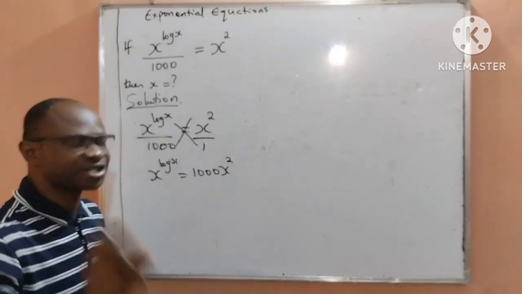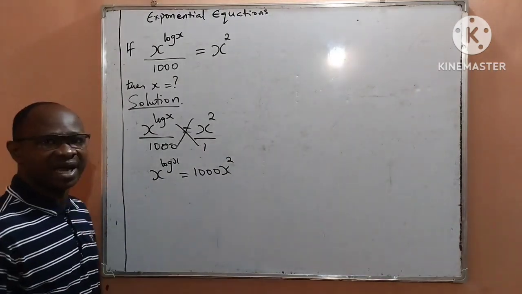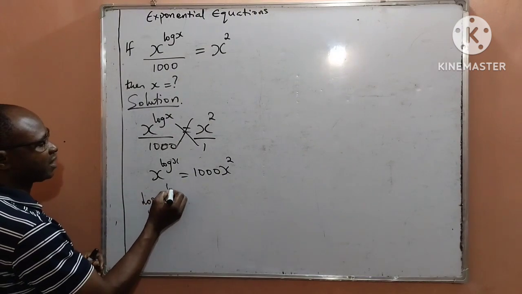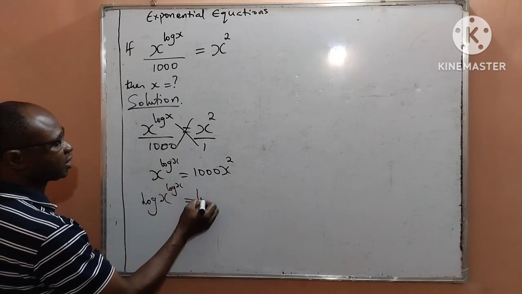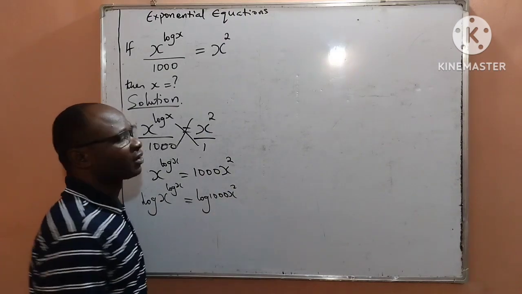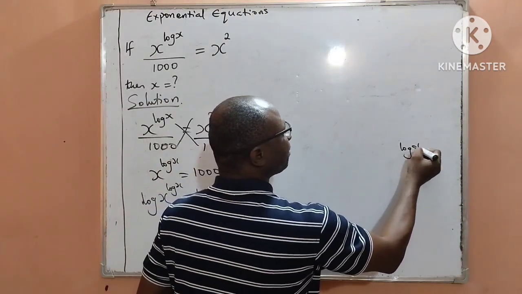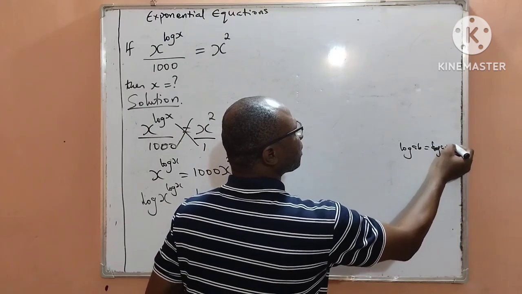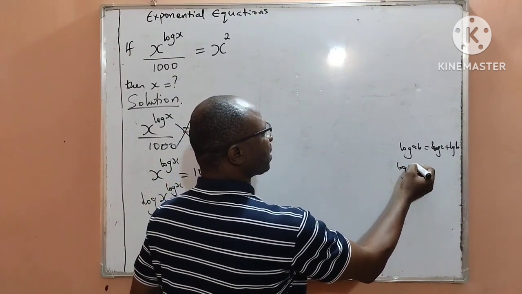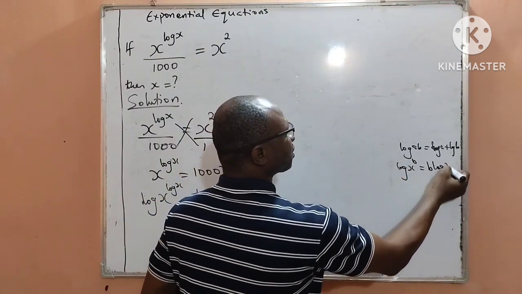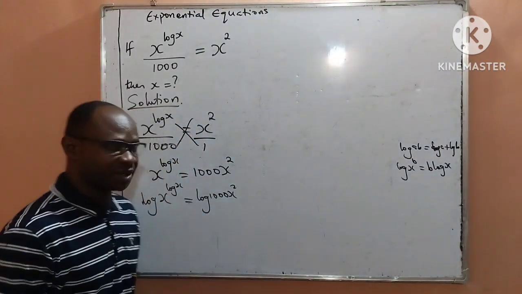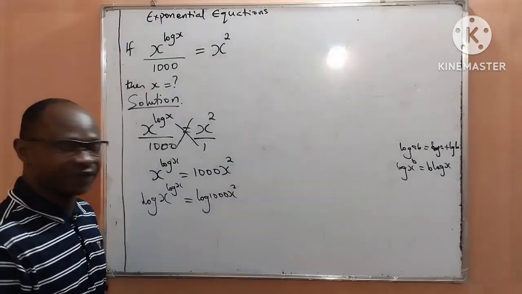That's the first step. The next thing to do is to take logarithm to both sides. That becomes the logarithm of x raised to power log x is equal to the logarithm of 1000 x raised to power 2. But by law of logarithms, we have that log AB is equal to log A plus log B. Also, log of x raised to power B is equal to B log x. This is the power function law in logarithms and this is the product law in logarithms. I will apply it to both sides of the equation.